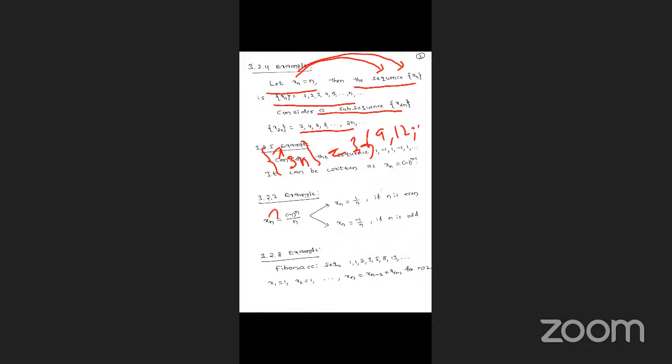And to take x4n, x4n is equal to how much? 4, 8, 12, 16 and so on, infinite terms. To take x5n is equal to how much? 5, 10, 15, 20, 25 and so on. These are all subsequences: x2n, x3n, x4n, x5n, x6n.